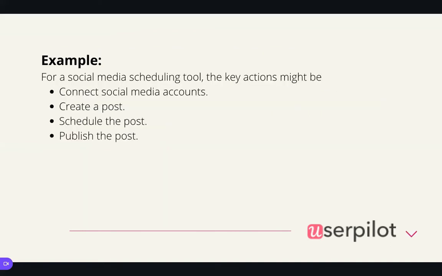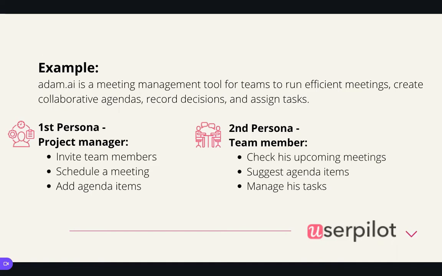Okay, an example here is a social media scheduling tool. If you wanted to understand the steps and the key actions for them to do, it is basically connect the social media accounts, create the first post, schedule the post, and then finally publish the post, right? So let's see an example for a product with different personas and how you define the actions for each of them.